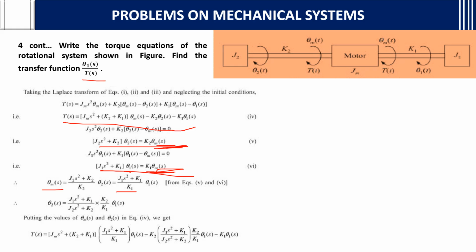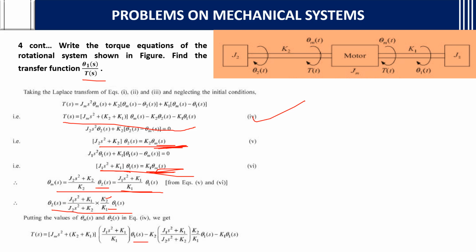See here carefully. Theta 2 of s will become this whole equation by this equation. So K2 will go up. K2 by K1 will become, and J1 s square plus K1 by J2 s square plus K2. So you got the theta 2 of s value and the theta m of s value. Put those two values in equation 4 which we have. So T of s is equal to Jm s square plus K2 plus K1, and the theta m of s value is J1 s square plus K1 by K1 into theta 1 of s.